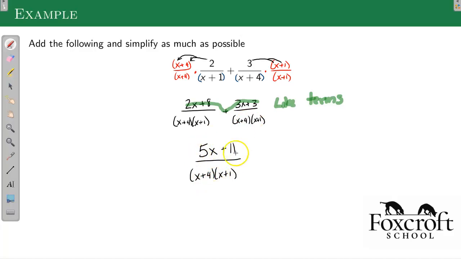We were able to combine these into a single fraction. Another answer that I would accept, the top isn't going to be any different, but if you were to FOIL out the bottom, it'd be x squared plus 5x plus 4. That's also an acceptable answer. Depending on which situation you're in, one is better than the other. Since we don't know the purpose of this right now, leaving it either way is fine with me.